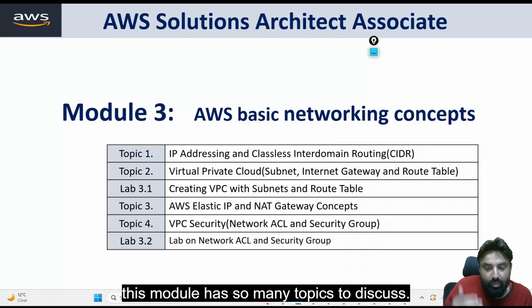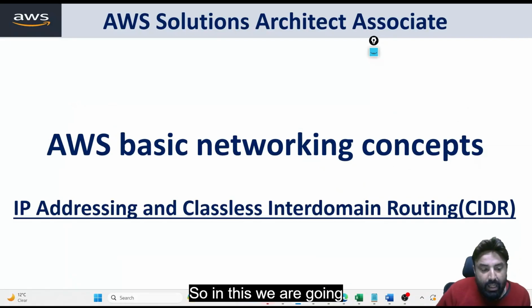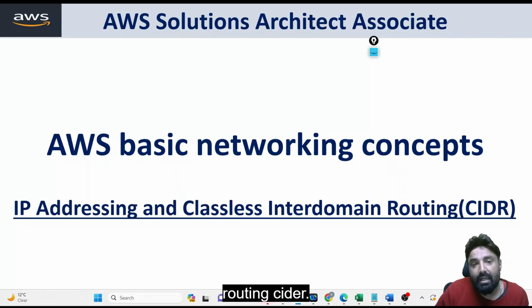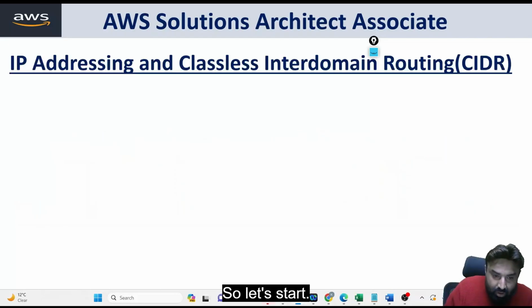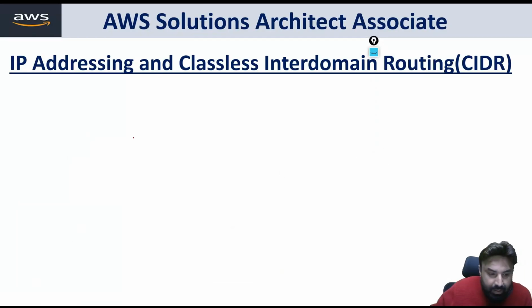So this is the complete module structure. This module has so many topics to discuss. Let's start with topic number 1. In this, we are going to understand IP addressing and classless inter-domain routing, CIDR. So let's start.